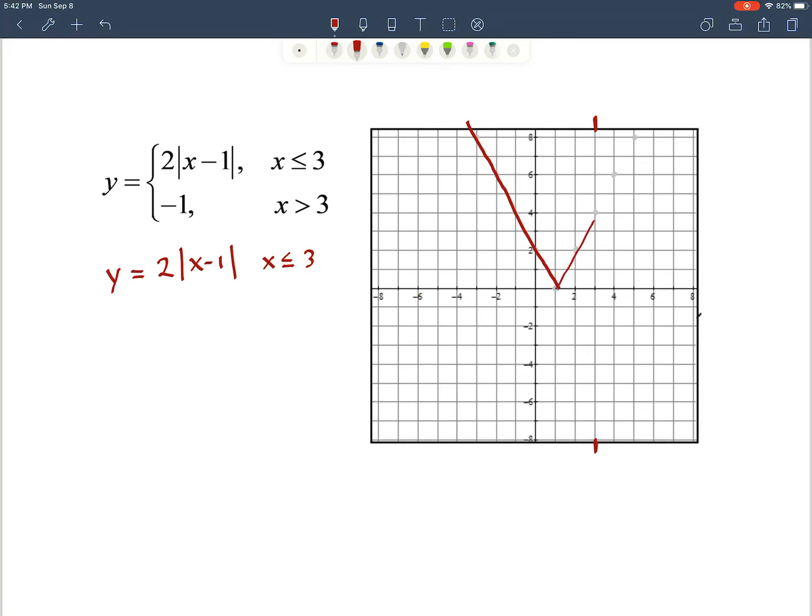And in this one, we are including 3, so we will put a closed circle there, or closed point. And that is the start of this function.